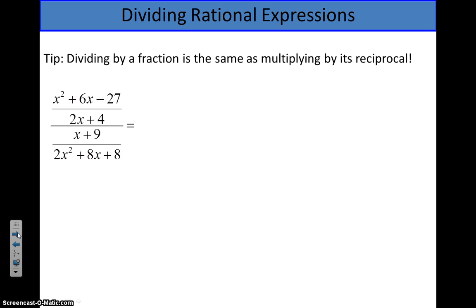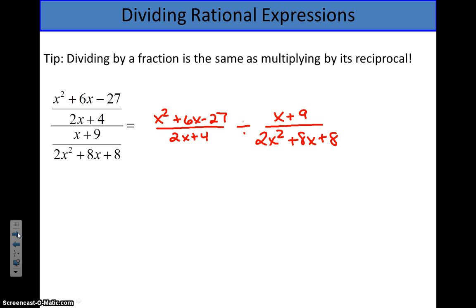All right, so here we are dividing. This might look a little complicated written like this, where we have fractions within fractions. My suggestion is to rewrite it like this: x squared plus 6x minus 27 divided by 2x plus 4. Put your other divide symbol right there, and then we would have x plus 9 divided by 2x squared plus 8x plus 8. Now, when you are dividing fractions, dividing is the same thing as multiplying by the reciprocal.